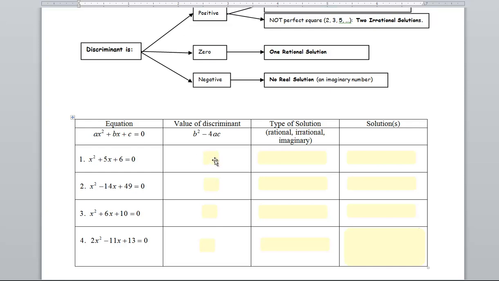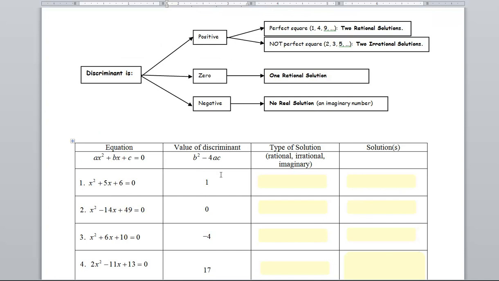So on this one, if you find your discriminant, you should have ended up with 1. In this one, our discriminant should be 0. Discriminant here, hopefully you came up with negative 4. And my discriminant down here, I came up with 17. So I have an example of every one of the situations indicated earlier. 1 is a perfect square, so I'm going to have two rational solutions.